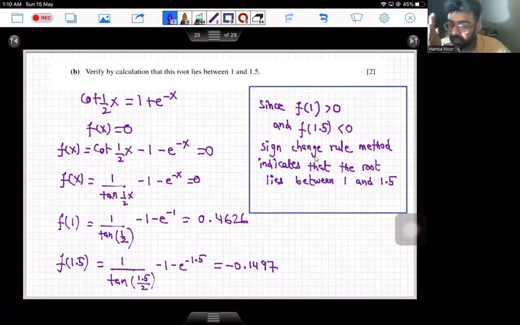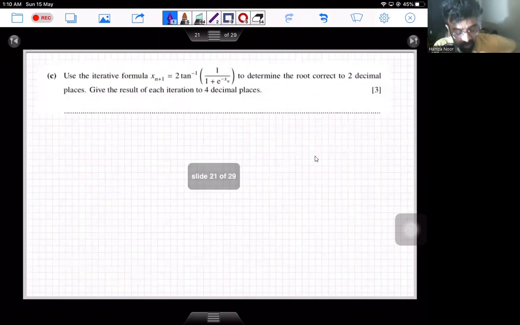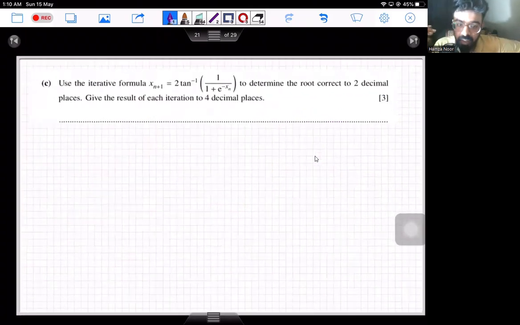You need to mention this statement as well. It is always recommended to do it the same way. Then let's solve part C right now.